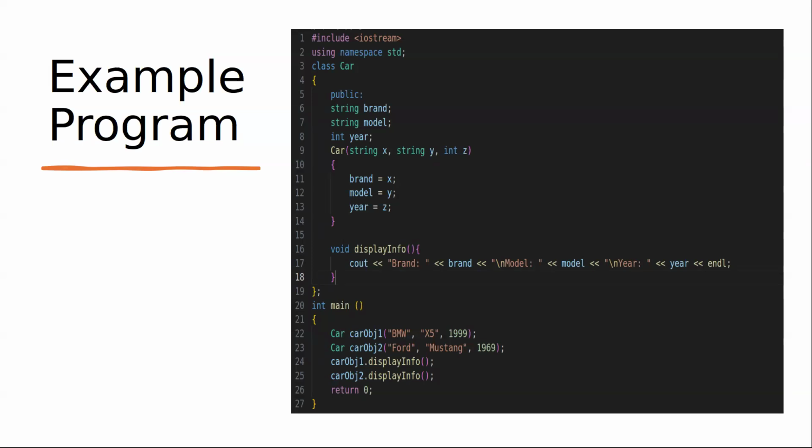Now that we understand what a constructor is and how to initialize objects, let's jump over to VS Code and write a simple program to see it in action. We'll create our car class, add a constructor, and then make an object to test how everything works in real code.